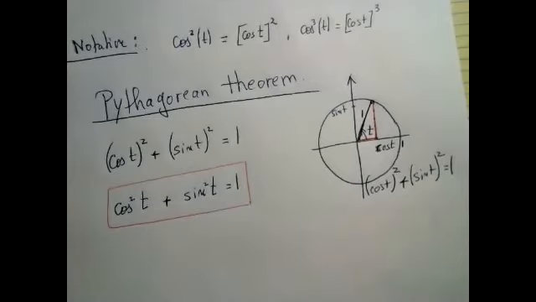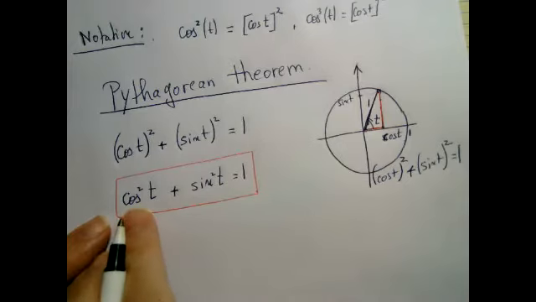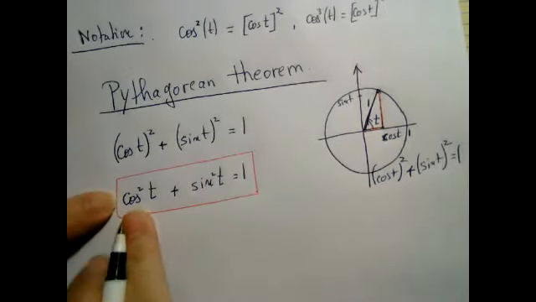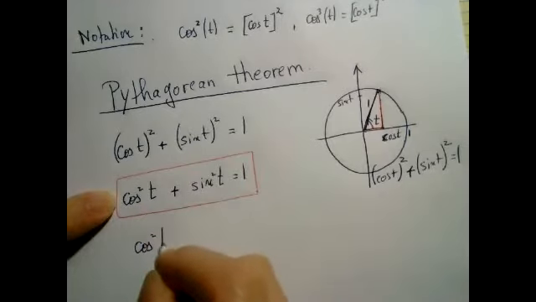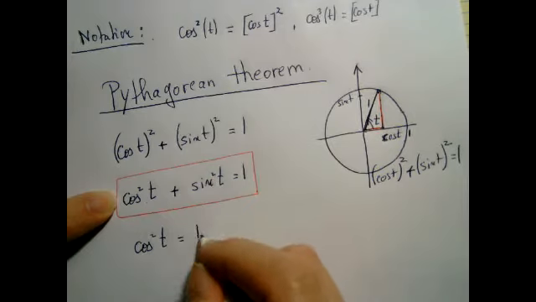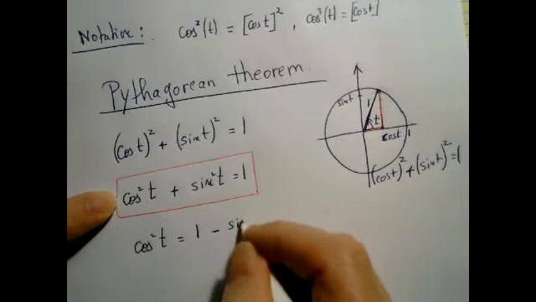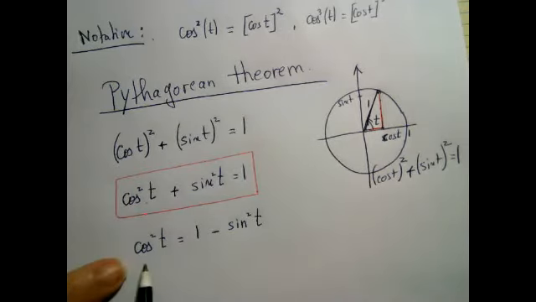Now from this identity, we can deduce two nice properties. If I solve for the cosine squared in terms of sine, it is 1 minus sine squared. So I'm solving for cosine in terms of sine.